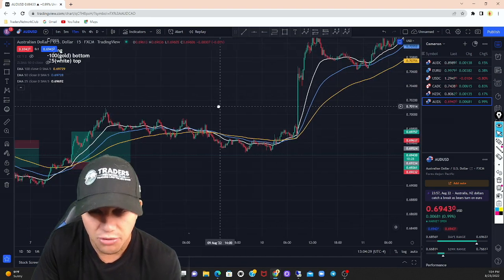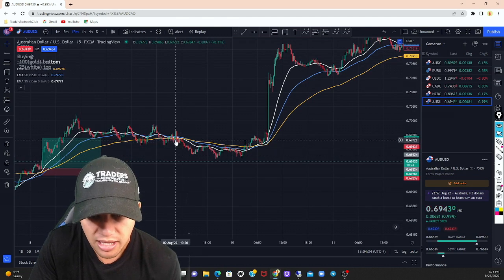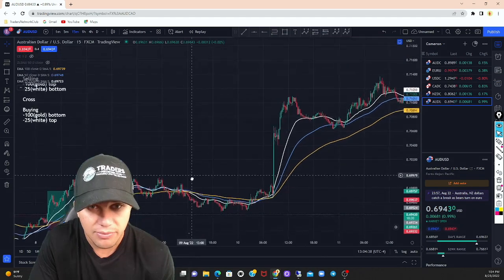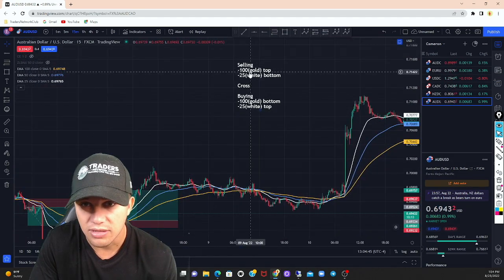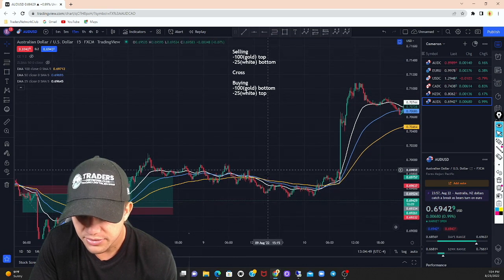So far it's looking good with our profits, and we're going to keep moving. With that being said, we have the gold and the white cross. We've got the 100 EMA at the top, and that means with the 100 EMA at the top and the 25 at the bottom, we're looking to sell.